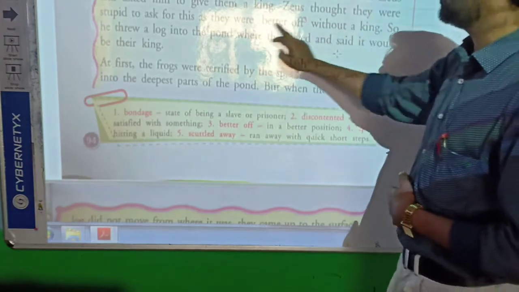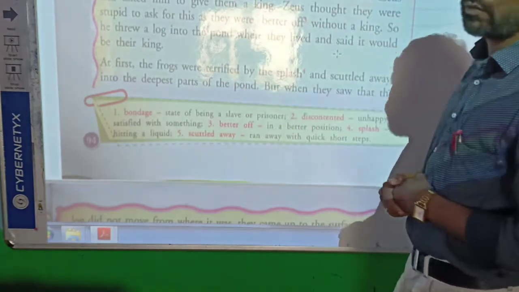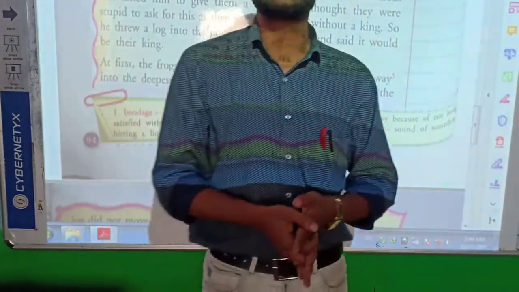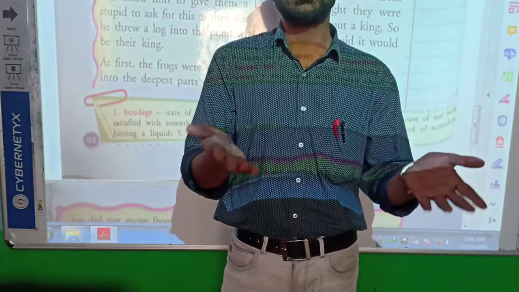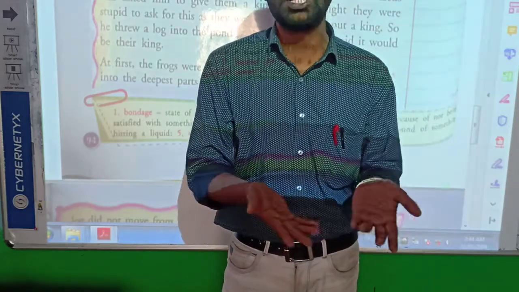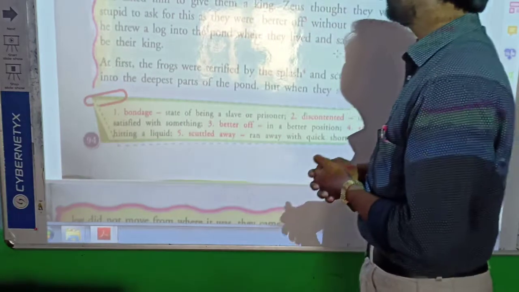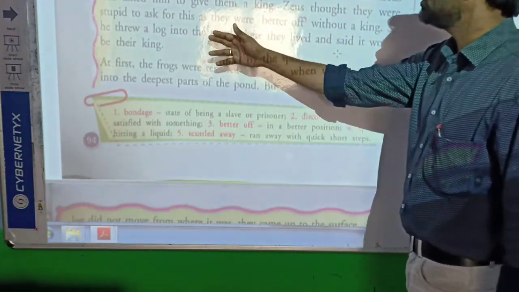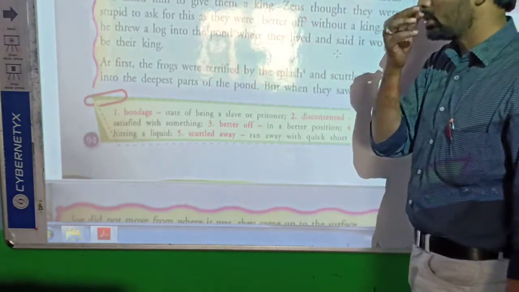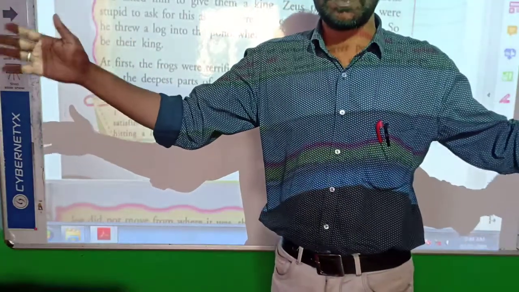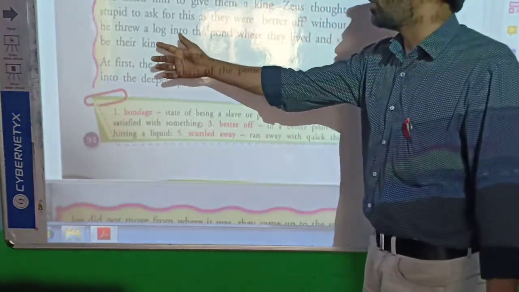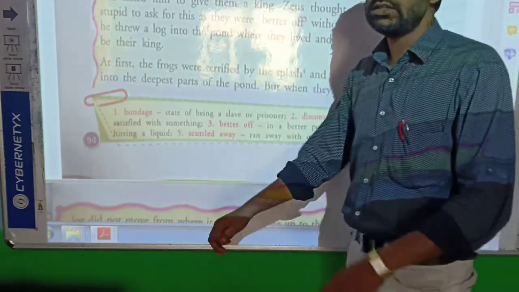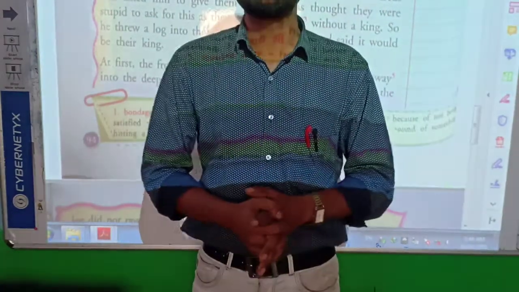Zeus thought they were stupid to ask for this, as they were better off. So God thought, why are these frogs asking for a king? Now they are in a better condition. They don't have any ruler to rule them. So God was thinking that they are very stupid. So what did God do? God just threw a log into the pond. Log means a big wood. God threw a log into the pond where they lived and said it would be their king. God said, this log is your king.